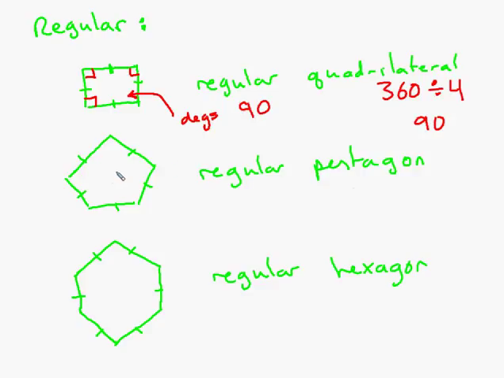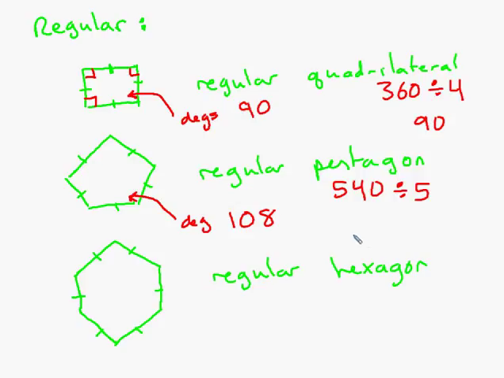Now in a pentagon, how many degrees were in the whole thing? We just calculated that in your notes. How many degrees total in a pentagon? Oh, it's 540, isn't it? 540. Now if I wanted to know one of these angles, divided by 5. So how many degrees in one of them? 108. How many sides does a hexagon have? 6.